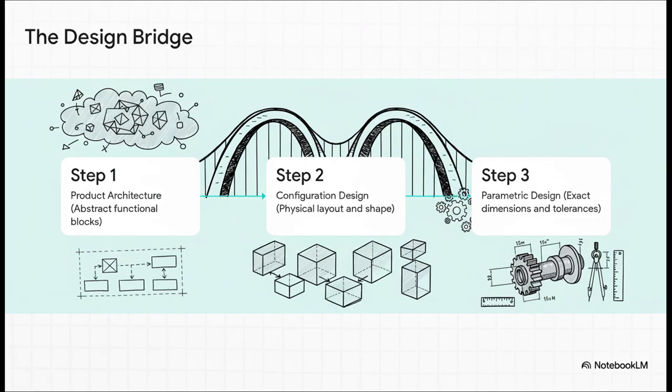And that's exactly why we often call configuration design the bridge. It's this essential link in the whole process. You start with the product architecture, those abstract functional blocks. Then, configuration design takes those blocks and gives them a physical layout, a real shape. And only after you've crossed that bridge can you get to the super detailed parametric design phase, where you're defining every last dimension and tolerance. You can't skip this step. It connects the big idea to the nitty-gritty reality.